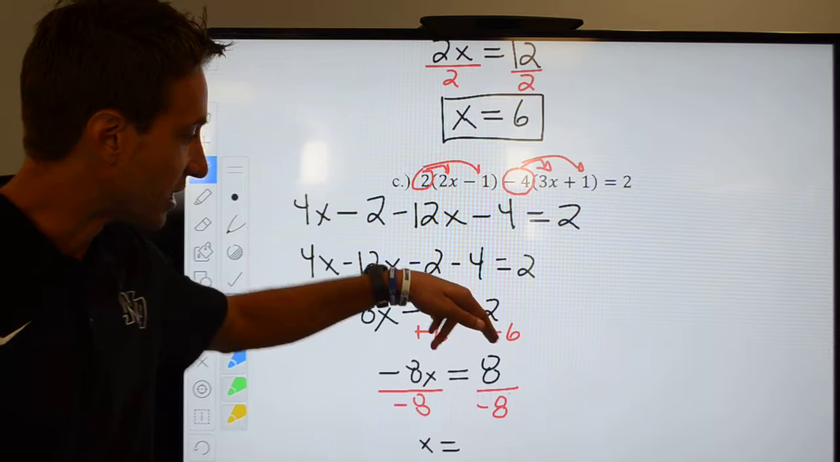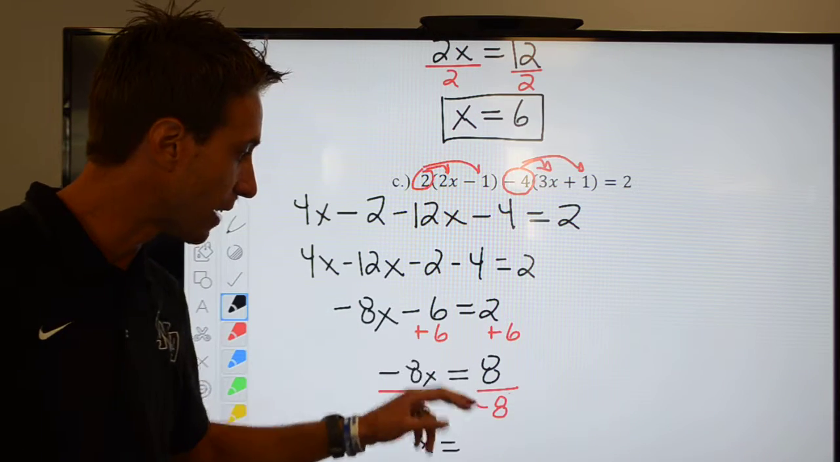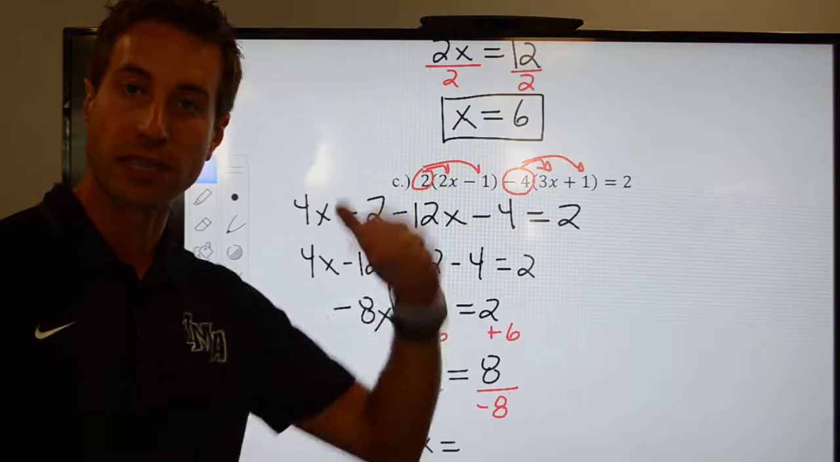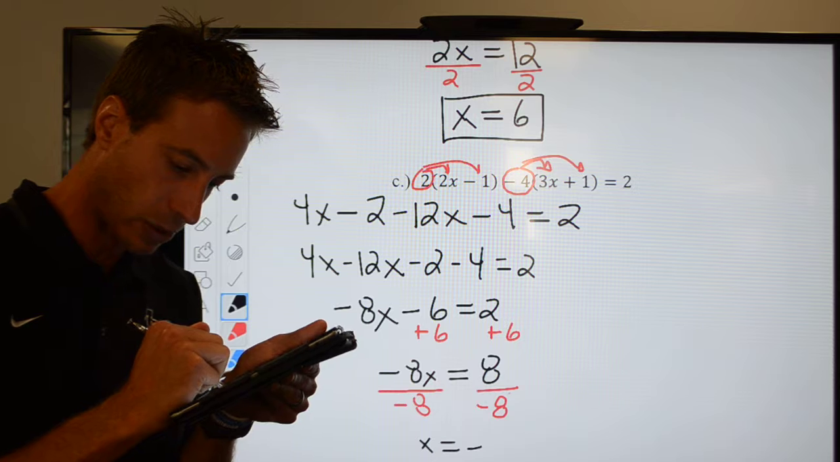Well, any number divided by itself is, of course, going to be 1. But I have a +8 divided by a -8. A positive number divided by a negative number is a negative number. So we'll have a -1 here.